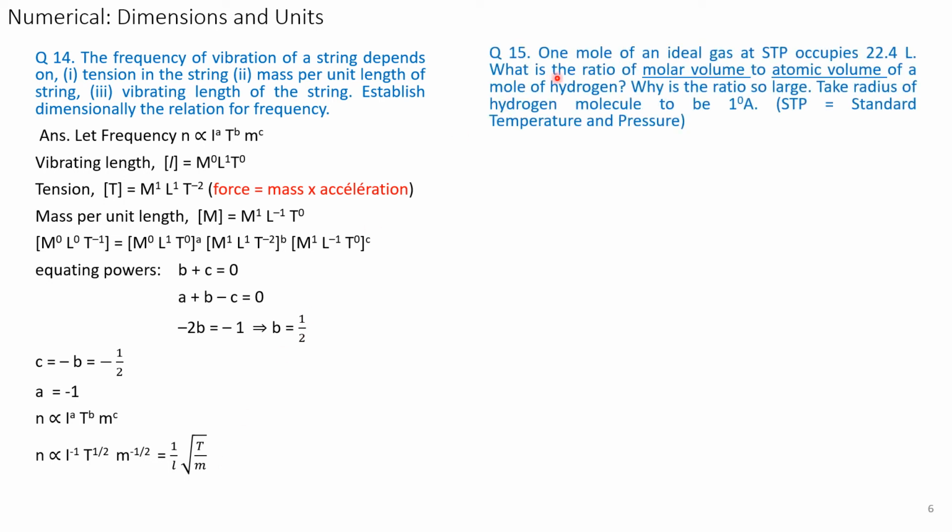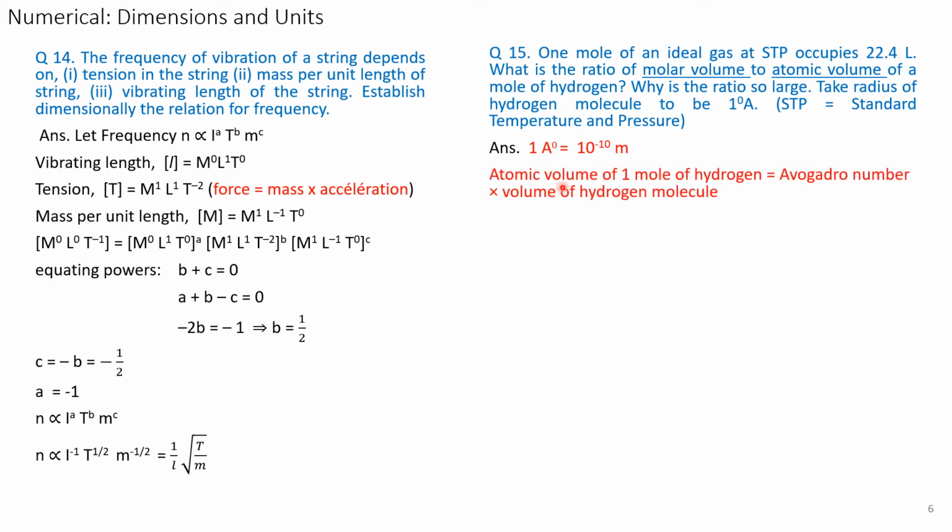Question number 15. 1 mole of an ideal gas at standard temperature and pressure occupies 22.4 liters. What is the ratio of molar volume to atomic volume of a mole of hydrogen? Why is the ratio so large? Take the radius of a hydrogen molecule to be 1 angstrom unit, and STP is standard temperature and pressure. Answer. We have to remember that 1 angstrom unit is equal to 10 to the power of minus 10 meters.